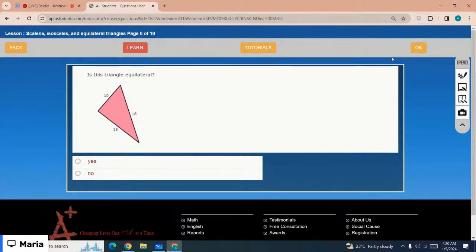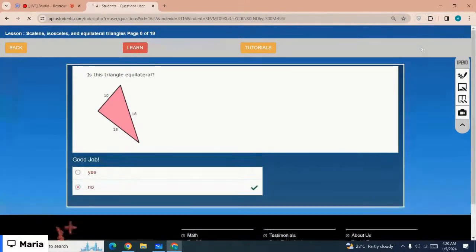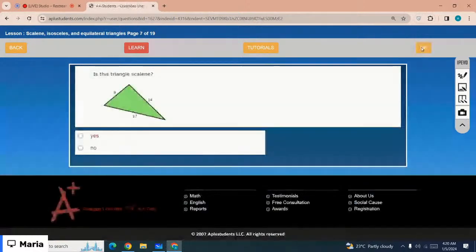The correct option is no, this is not the equilateral triangle. Got it? Okay, the next one is, is this triangle scalene? Which is the correct option?